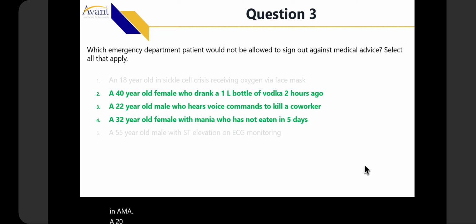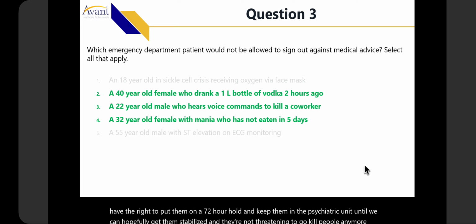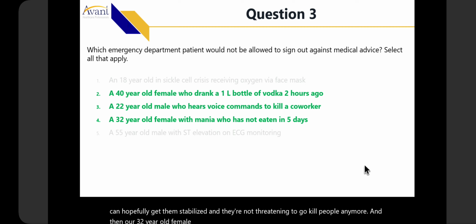A 22-year-old male who's hearing voice commands to kill a coworker, right? Safety of other people. We do not let those people out into the community if we know that's the case. We have the right to put them on a 72-hour hold and keep them in the psychiatric unit until we can hopefully get them stabilized and they're not threatening to go kill people anymore. And then our 32-year-old female with mania who has not eaten in 5 days. Her mental impairment is jeopardizing her life, right? She hasn't eaten in 5 days because of the mania.